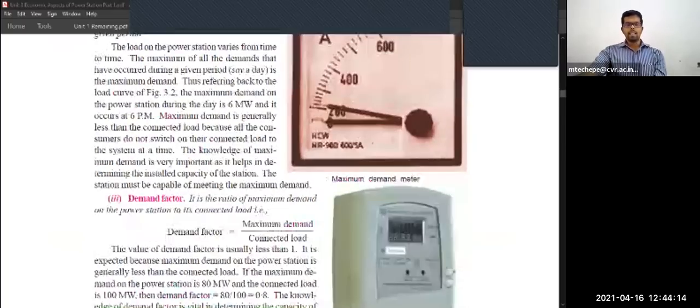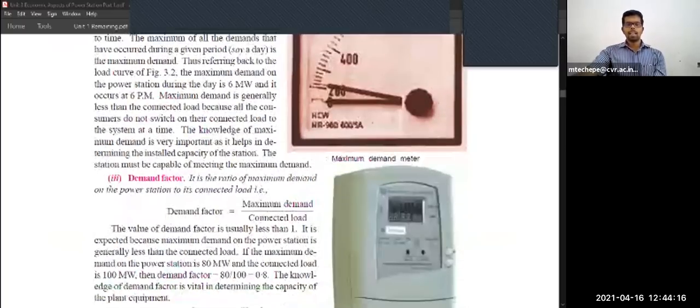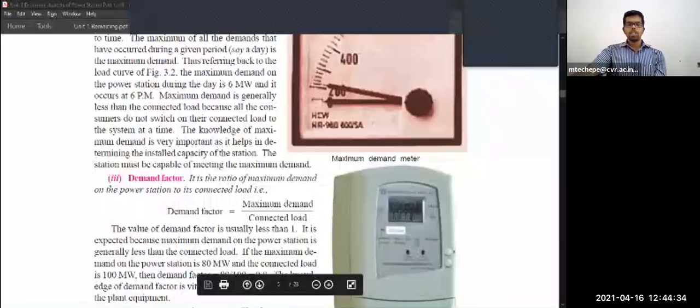Next is demand factor. How to calculate demand factor? Demand factor is nothing but the ratio of the maximum demand on the power station to the connected load. That is called demand factor. So the value of the demand factor is usually less than 1. Why? Because the maximum demand on the power station is generally less than the connected load.